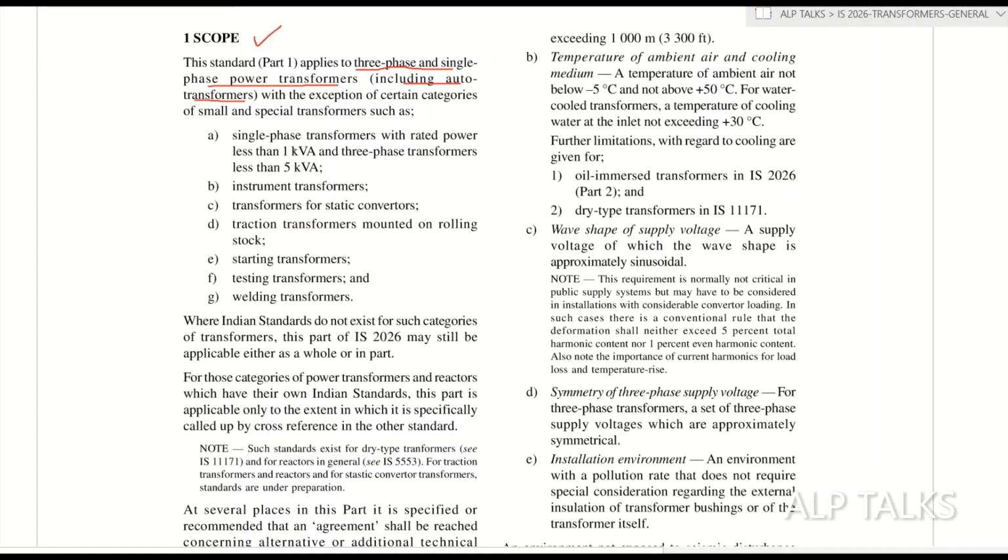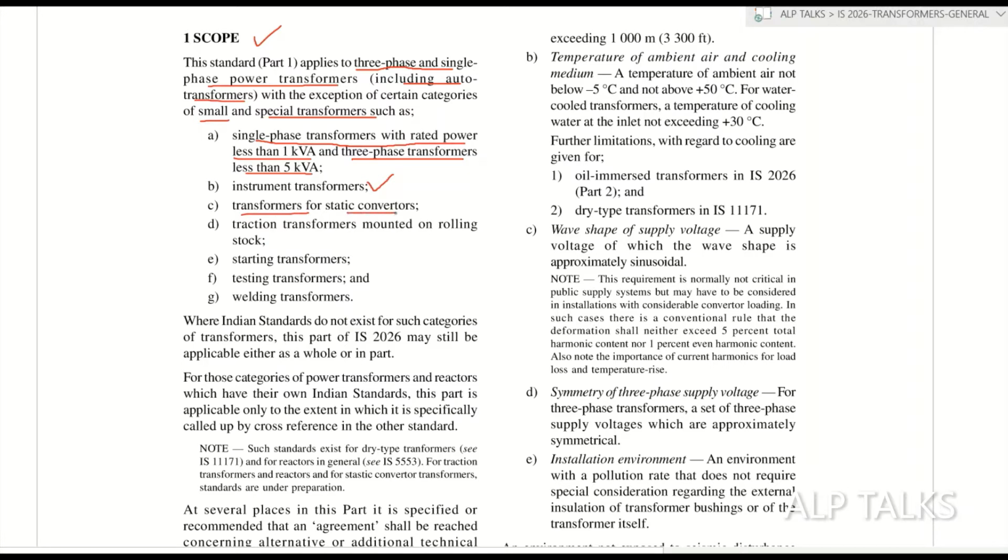You can see here, for example, some special transformers and very small transformers: single-phase transformers with rated power less than 1 kVA or three-phase transformers less than 5 kVA. Those won't fall under IS 2026. Some clauses we can apply for them, but the entire IS 2026, all parts, won't apply. Instrument transformers such as current transformer and potential transformer have a separate standard.